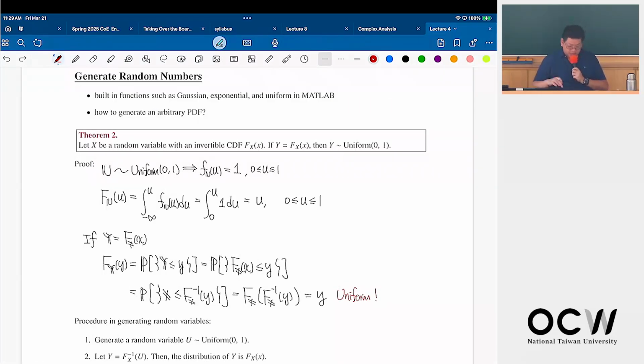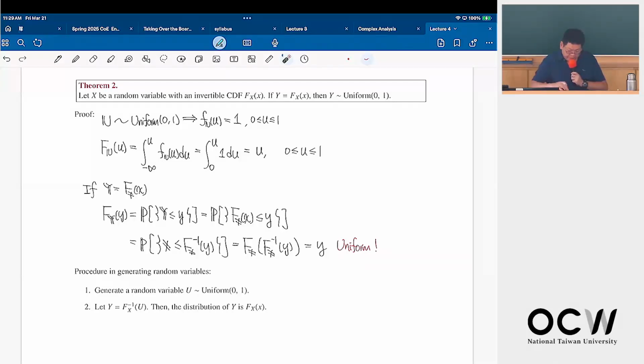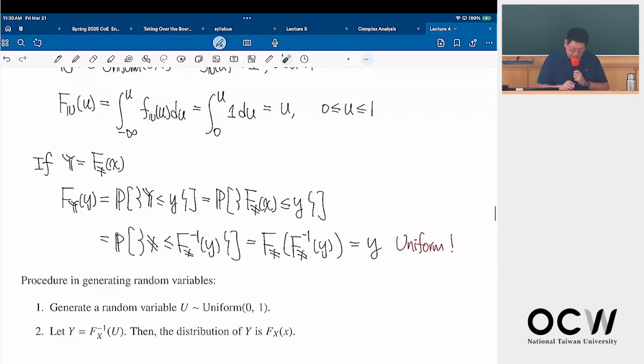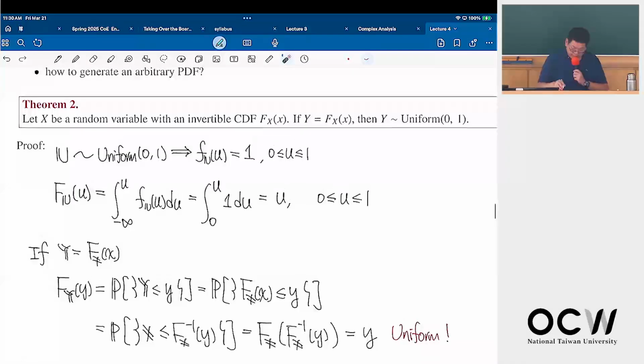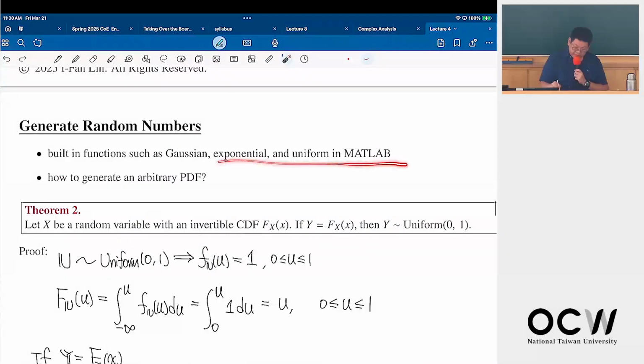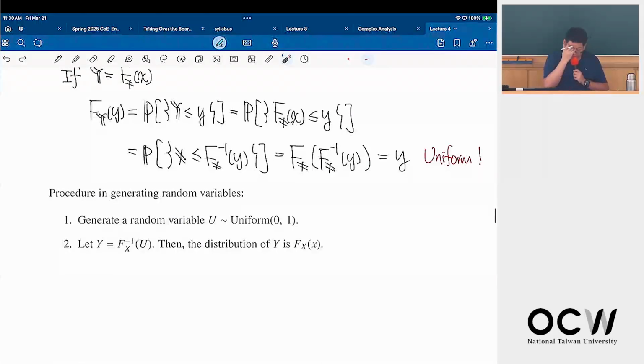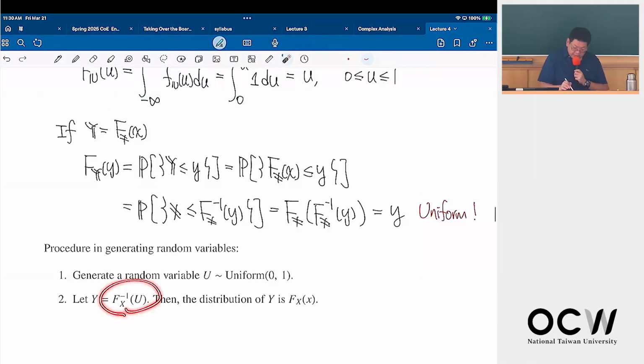Okay, so now here is the procedure for generating the random variables. We generate the uniform random variable, because we have the uniform random variable in MATLAB. And then with that, y equals the inverse of your CDF of x at u. Then your distribution will be the CDF of x.